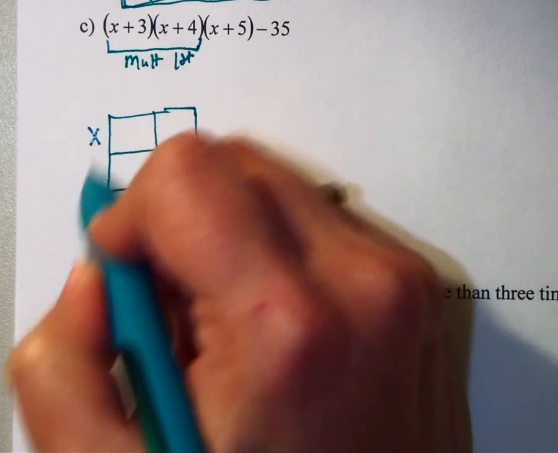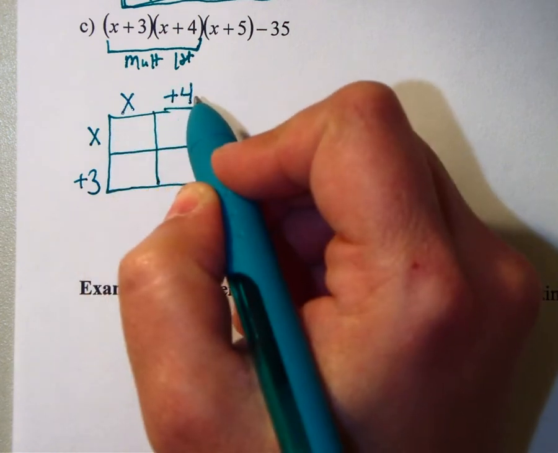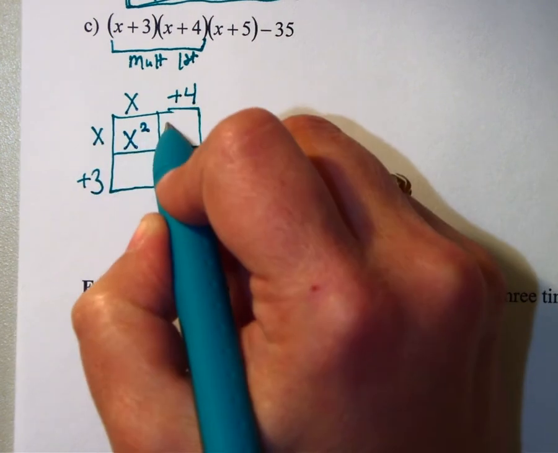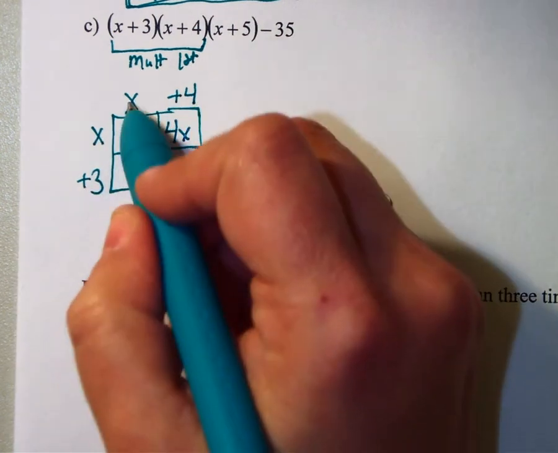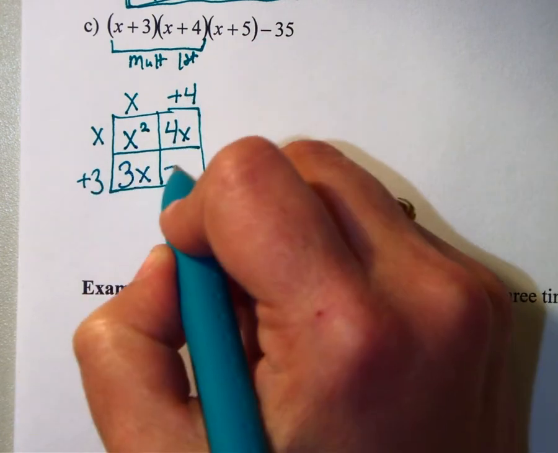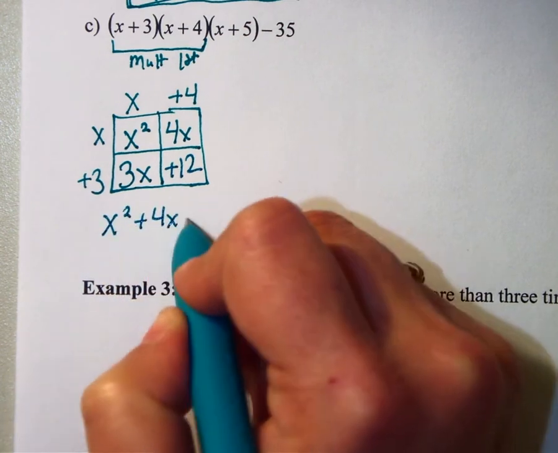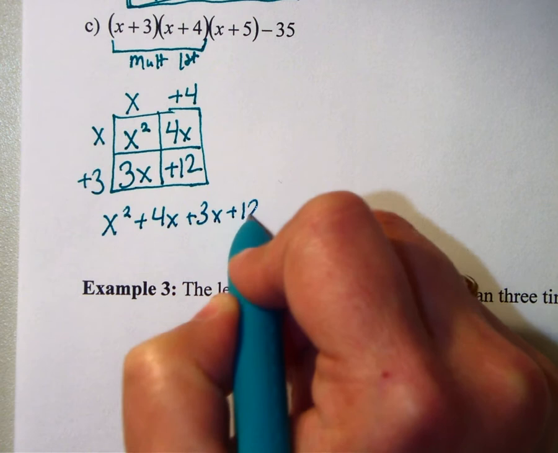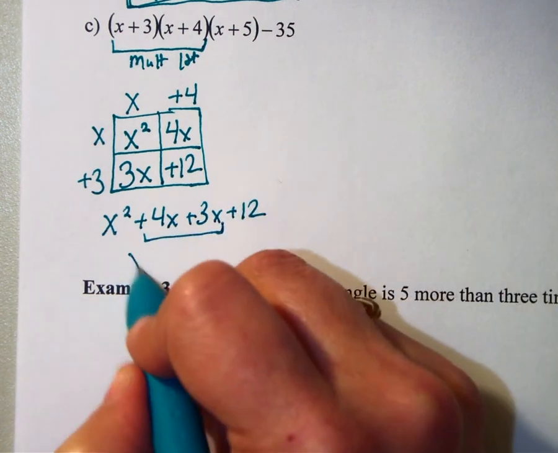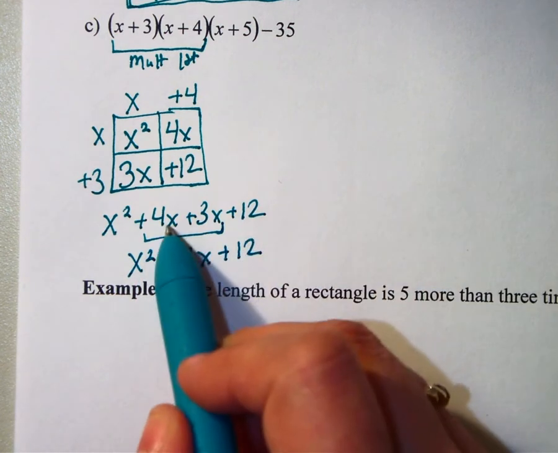I have an x plus 3 and I have an x plus 4. I'm going to multiply x times x, which gives me x squared. x times a positive 4 gives me 4x. 3 times x gives me 3x. Positive 3 times a positive 4 gives me positive 12. So x squared plus 4x plus 3x plus 12. Lo and behold, like terms, right there in the middle. So x squared plus 7x plus 12. They're alike, once again, because they're both x to the firsts.